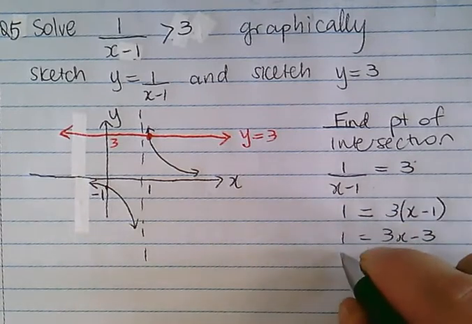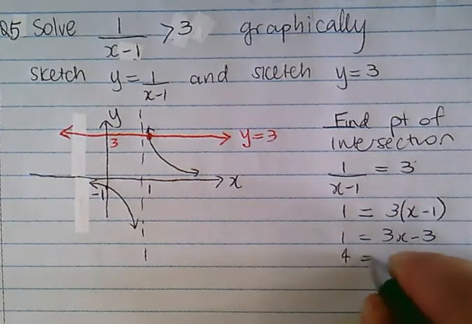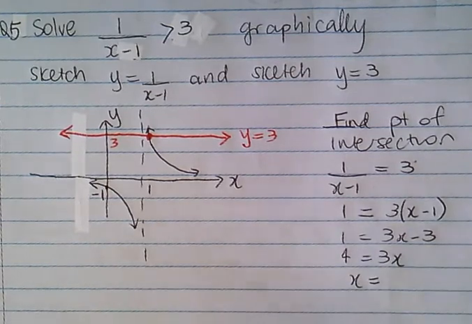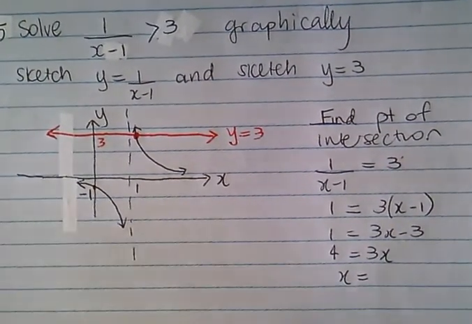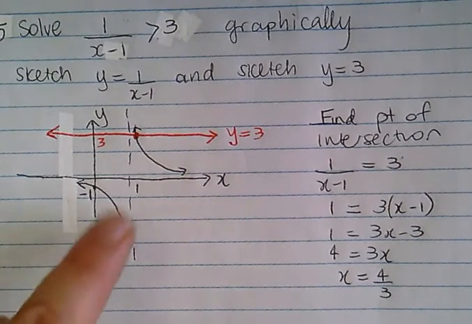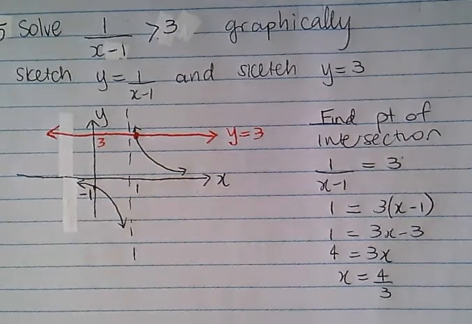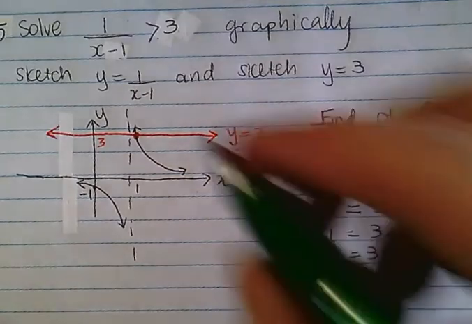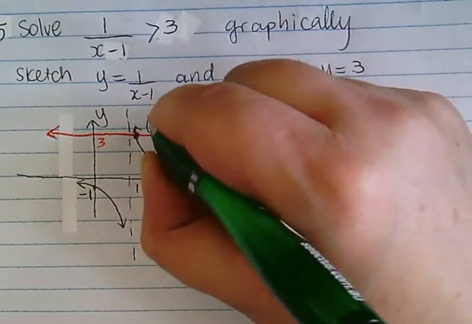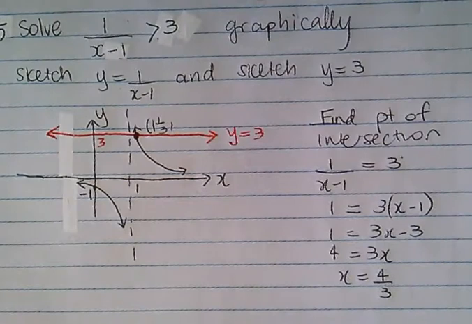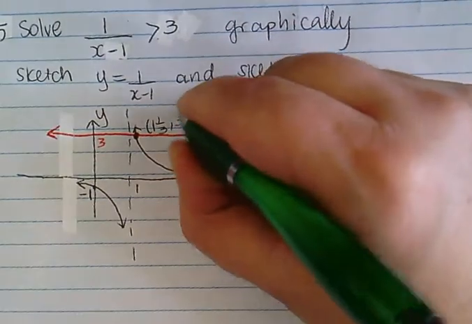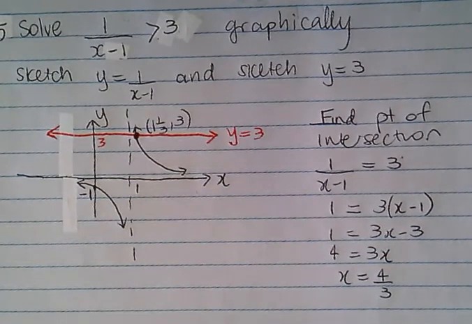So 1 equals 3x minus 3. Taking that 3, I've got 1 plus 3, which is 4, equals 3x, or x is, careful, 4 on 3, which is 1 1/3. That makes sense. Can you see how the point of intersection is just after x is 1? So this is the point 1 1/3, something. I mean, actually, we know what the something is. It's 3. Okay, that's the point 1 1/3, 3.